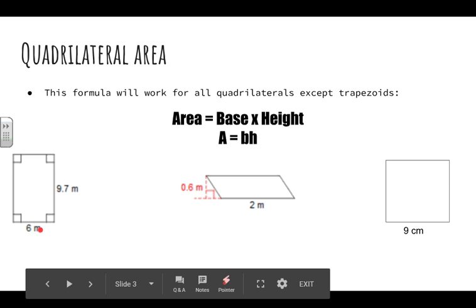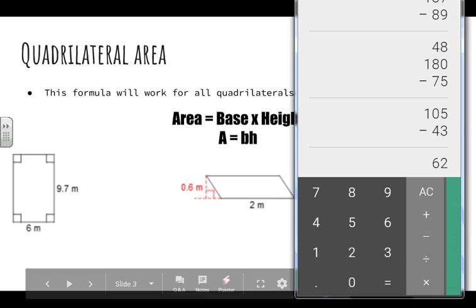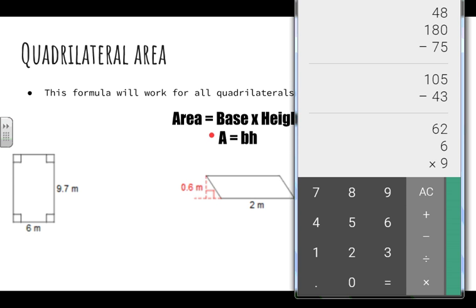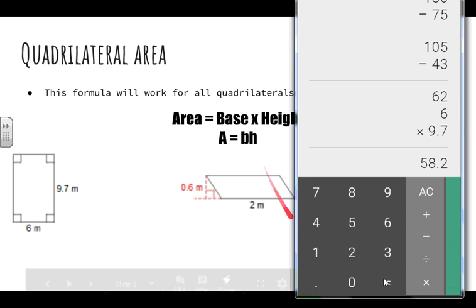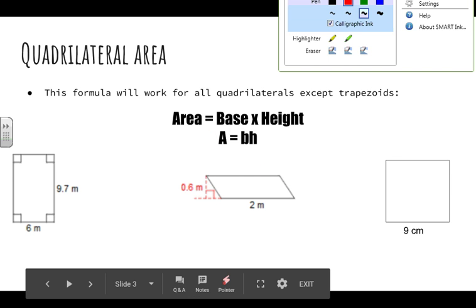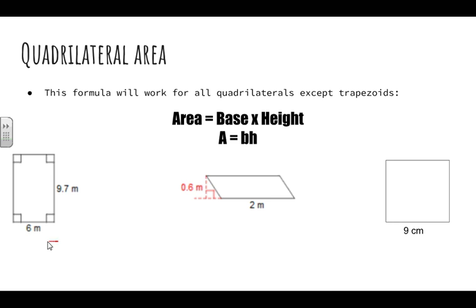Here we have a rectangle. Our base would be 6. Our height would be 9.7. So we would just multiply our base times our height. 6 times 9.7, we would get 58.2. That's our area. And we label area with squared units. So this rectangle is 58.2 meters squared.